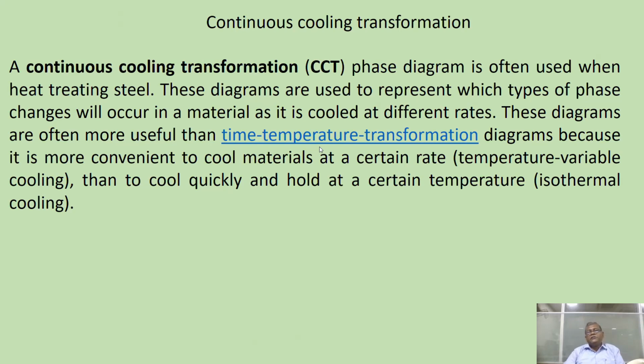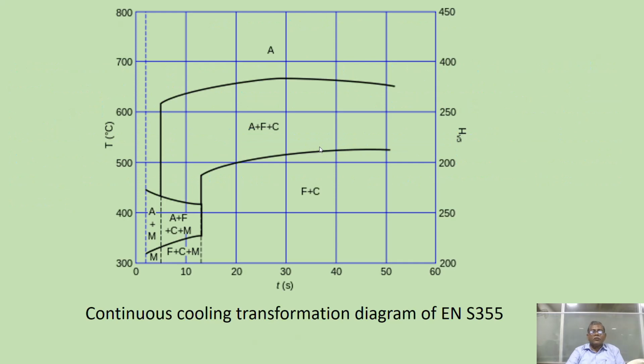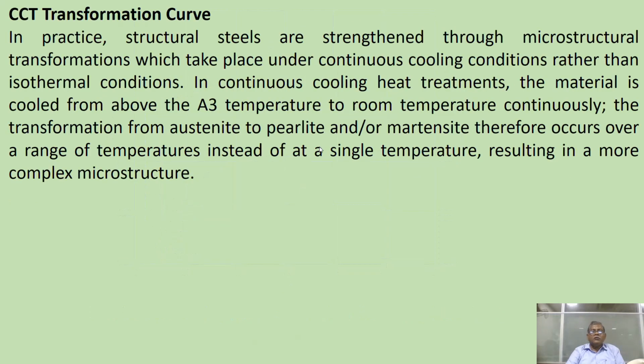Continuous cooling transformation phase diagram is often used when heat treating steel. These diagrams are used to represent which type of phase changes will occur in a material as it is cooled at different rates. So it differs from one alloy to another alloy. It is not the same for all.